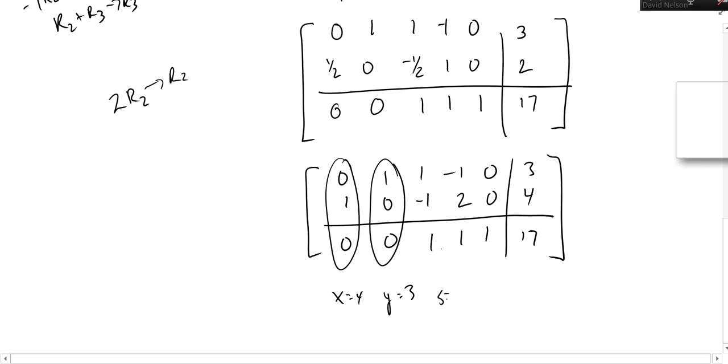Our s column is full of messy numbers. I'm going to set it equal to 0. Our t column is also full of messy numbers. I'm going to set it equal to 0. And f should be 17. So our maximum value we can get is 17 for f when x equals 4 and y equals 3.